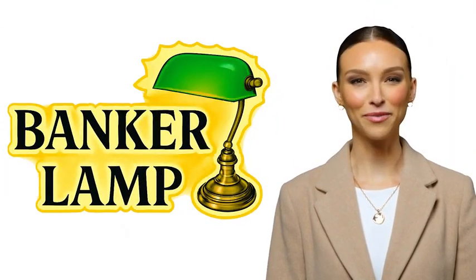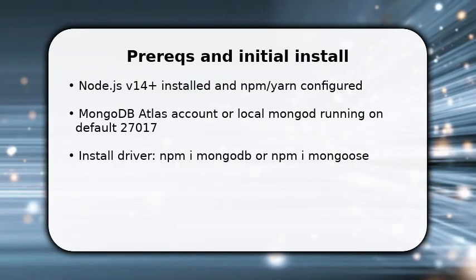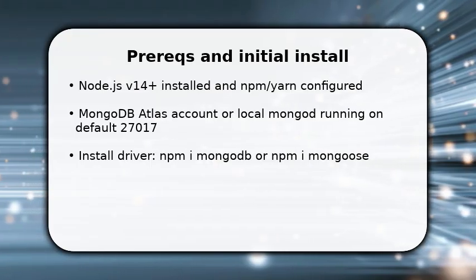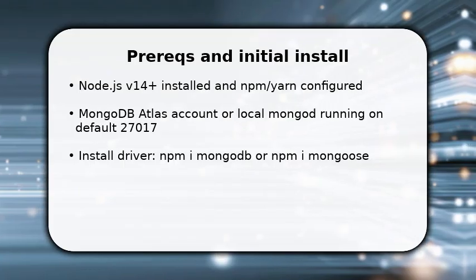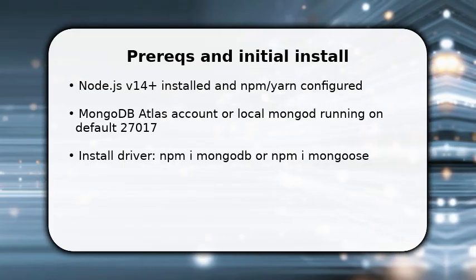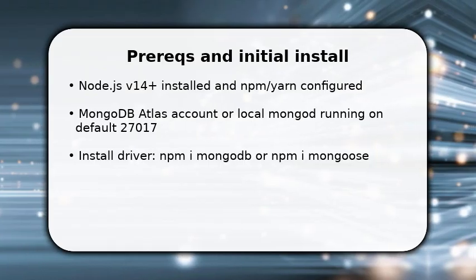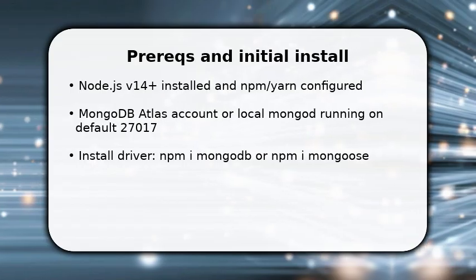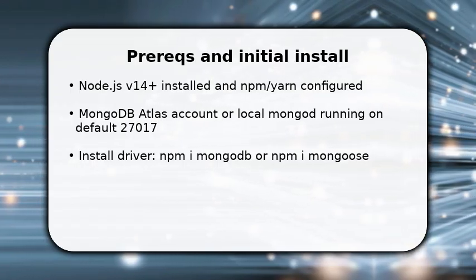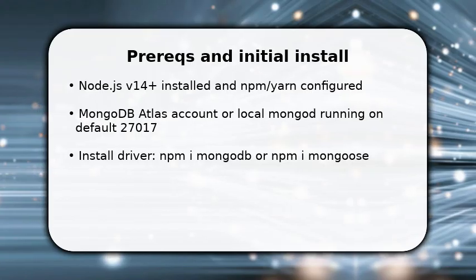Please enjoy the video. You'll start by confirming prerequisites and installing the driver. Once done, open your project folder, run npm init if needed, and install MongoDB or Mongoose. Make sure you have connection credentials, URI for Atlas or localhost for a local instance. You need a database user with appropriate permissions. Create one now if missing.